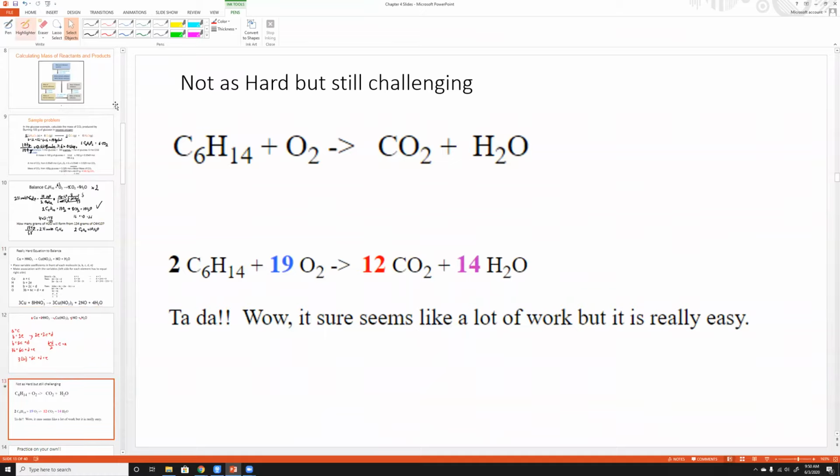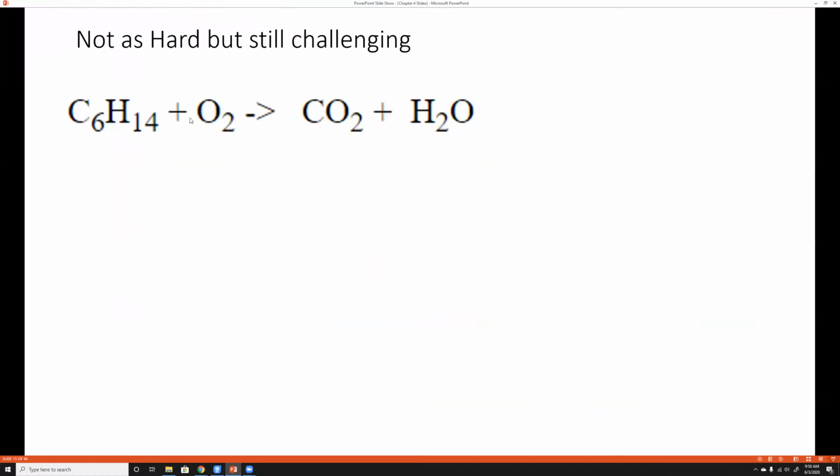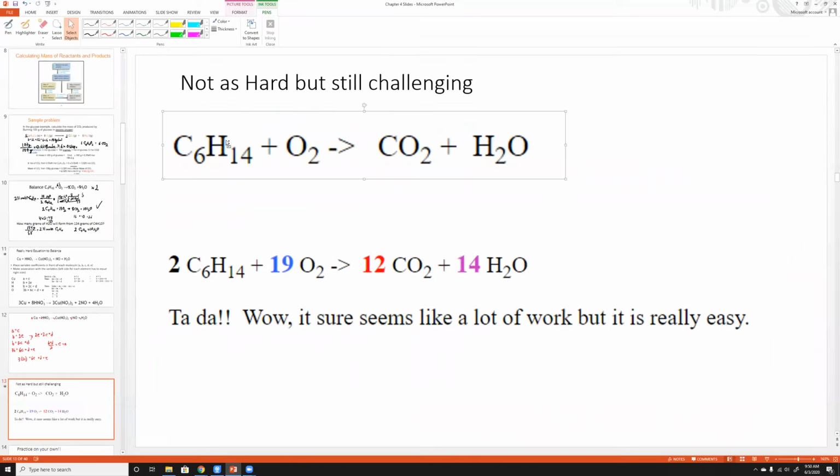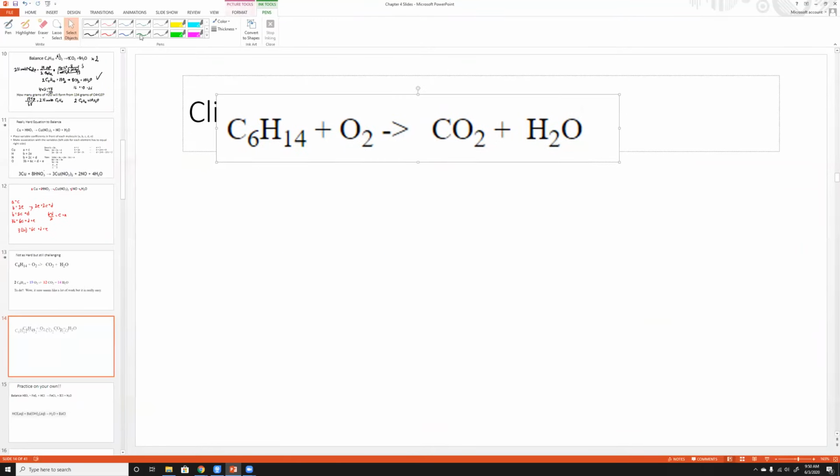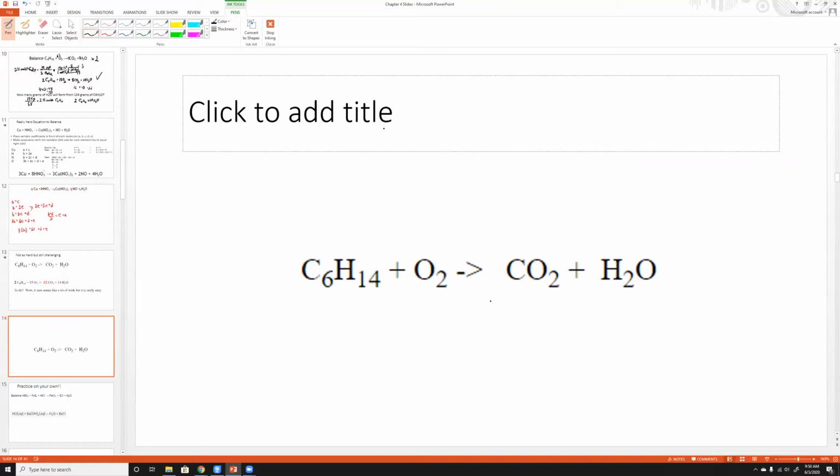Okay, so let's do this one. You see the answers, but whatever. I'm going to take it and put it here. All right. So this one is fair game for an exam. So let's just go through it. C6, 6 of them. CO2, put a 6 there. H14, put a 7 here. 7 times 2, 14. O2.